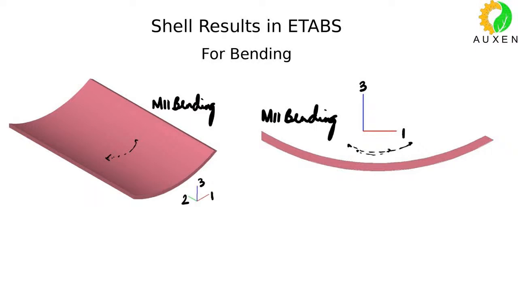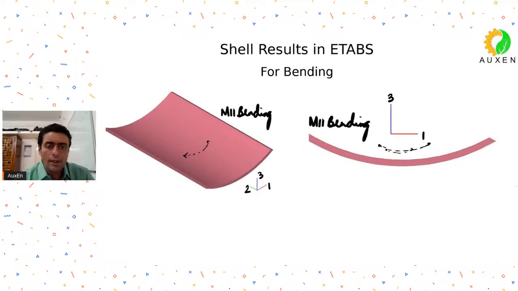On your right side image, you see the same shell from a front view orientation. I hope you are able to understand how this M11 bending will look like. An easier way to understand: if you have to put reinforcement for this M11 bending moment, in which direction will you put the reinforcement, along 1 or along 2? You will be putting your reinforcement along the local axis 1.